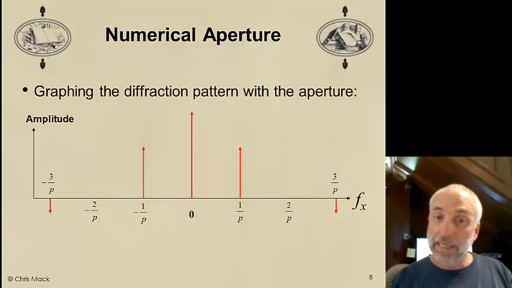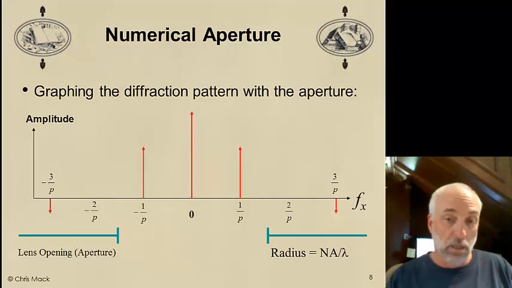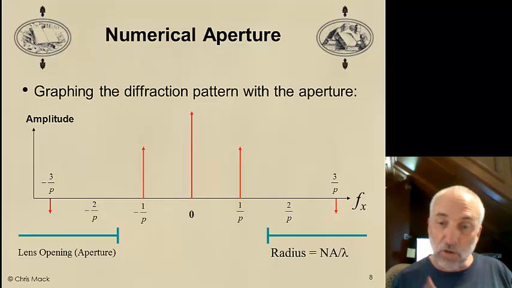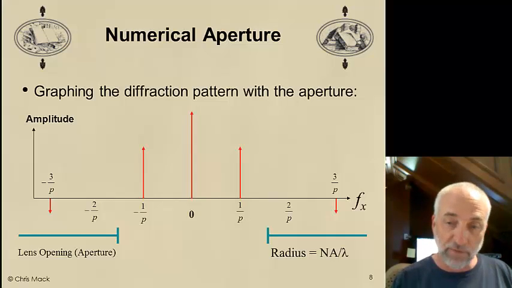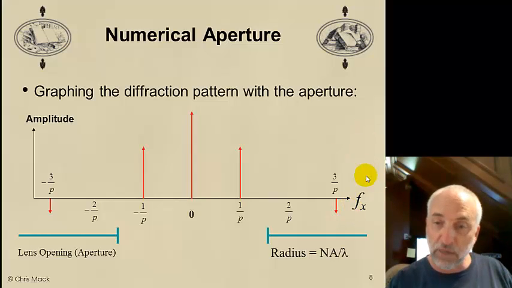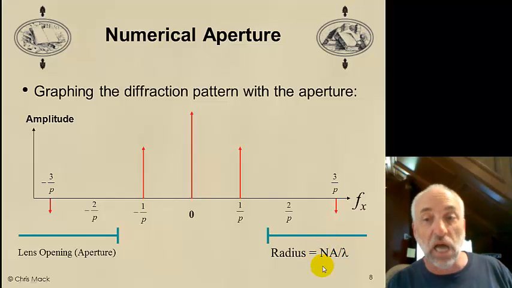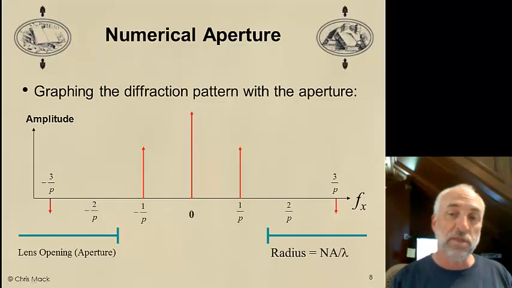Now, let's draw on the same graph a picture of our lens. Our lens is an opening. The lens opening has a radius, and the radius is the numerical aperture divided by the wavelength. Remember that spatial frequency, which is the axis we're plotting on, is the sine of the diffracted angle divided by wavelength. So it's the maximum sine of the diffracted angle that can make it through the lens. That's nothing more than the NA.